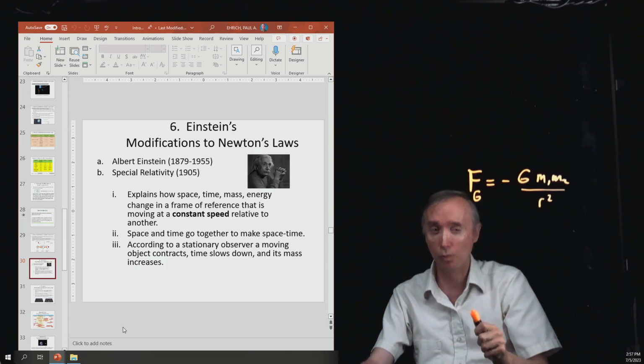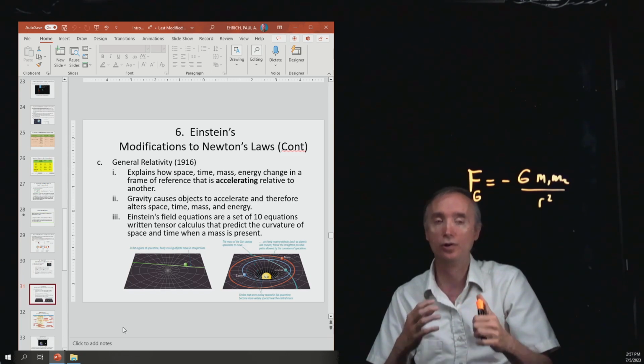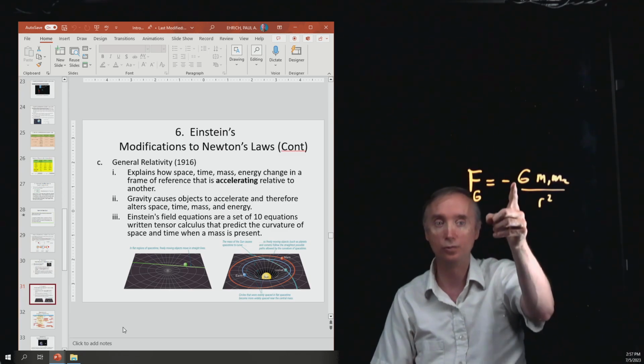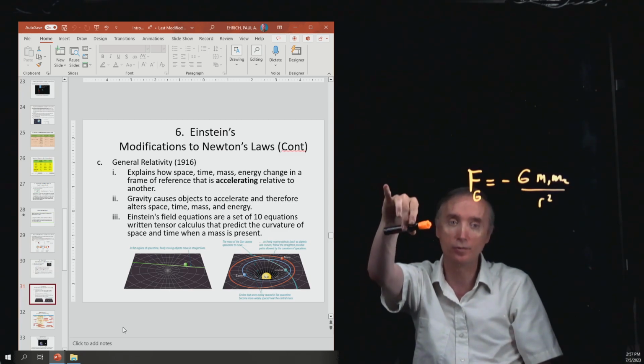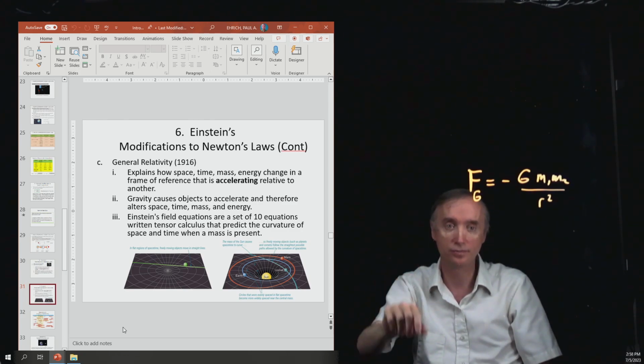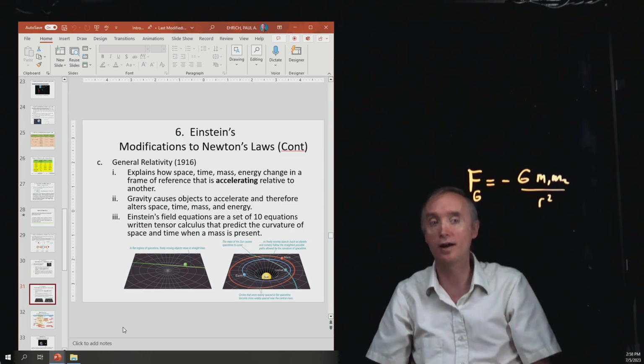Well, Einstein wanted to go further than just objects traveling at constant speeds. He wanted to know how would things look in a frame of reference that is accelerating. And accelerating frames of reference go with gravity. Because do you remember, when I take this pen and I drop it, it accelerates. Its speed changes as it's falling. And so accelerations are caused by gravity.